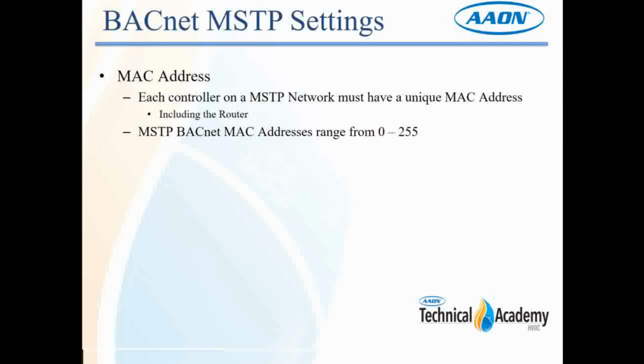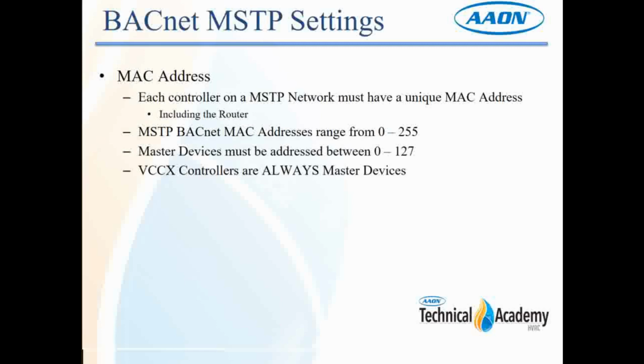The MSTP BACnet MAC address technically can range between 0 and 255. Master devices must be addressed between 0 and 127. Slave devices, which we're not going to be discussing, will address between 128 and 255. All of our VCCX controllers are always going to be master devices, so they're always going to have a MAC address somewhere between 0 and 127. And on our controller, you will not be allowed to set it any higher than 127.